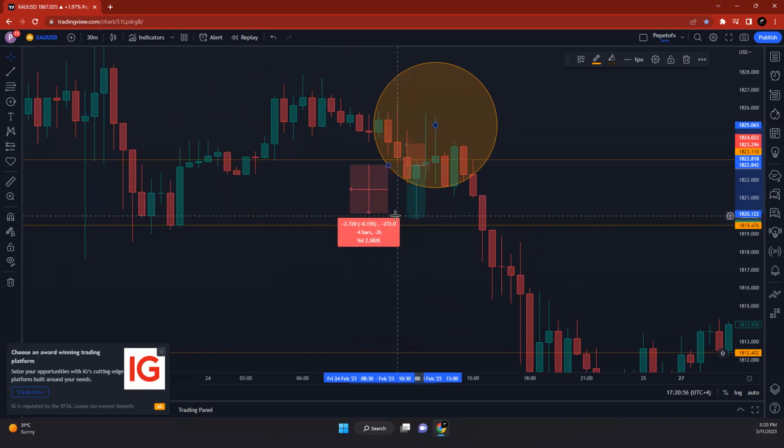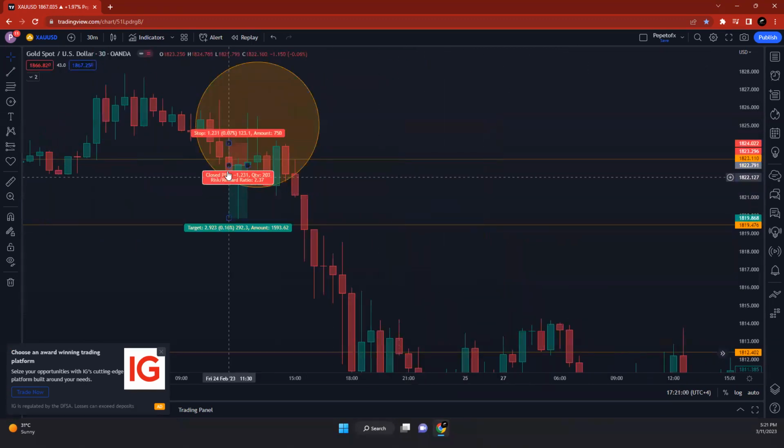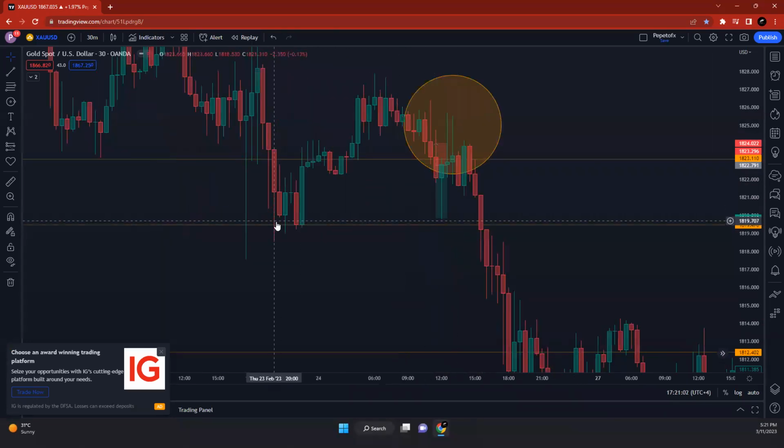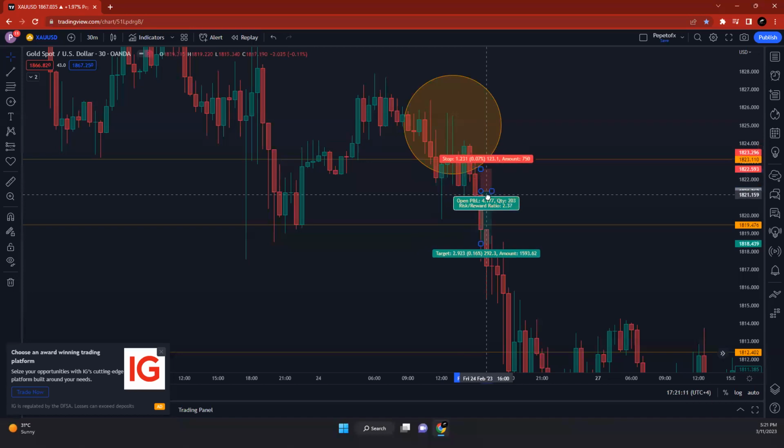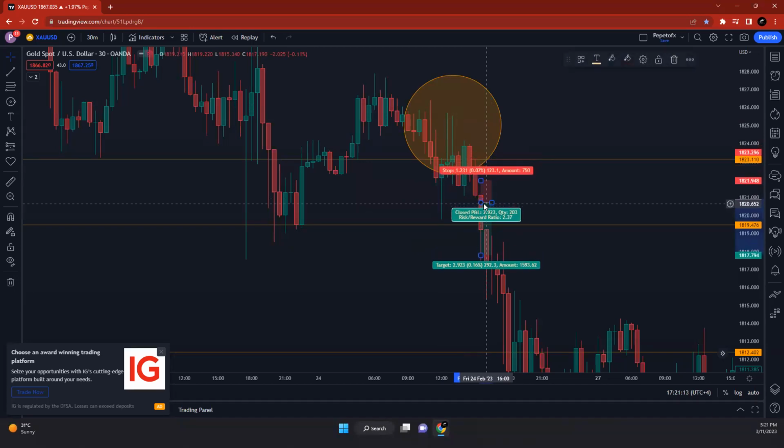So that's enough for me to take a sell here because we have a structure here. And then again, if I want to sell, this is your support, close below. So you take another entry here.